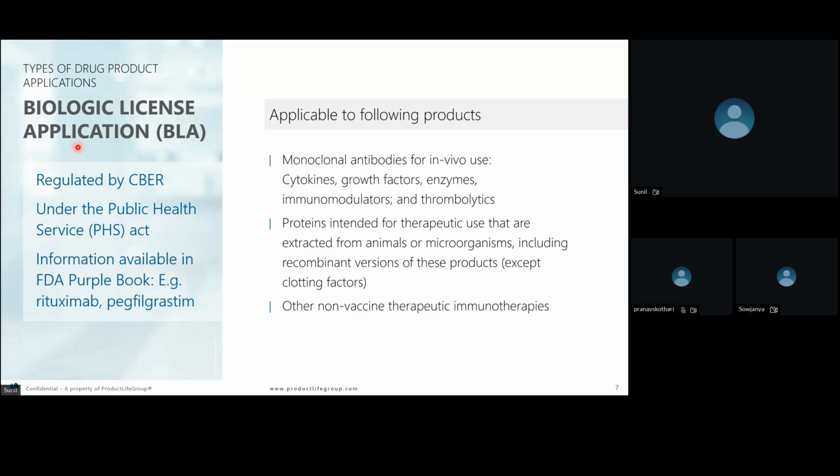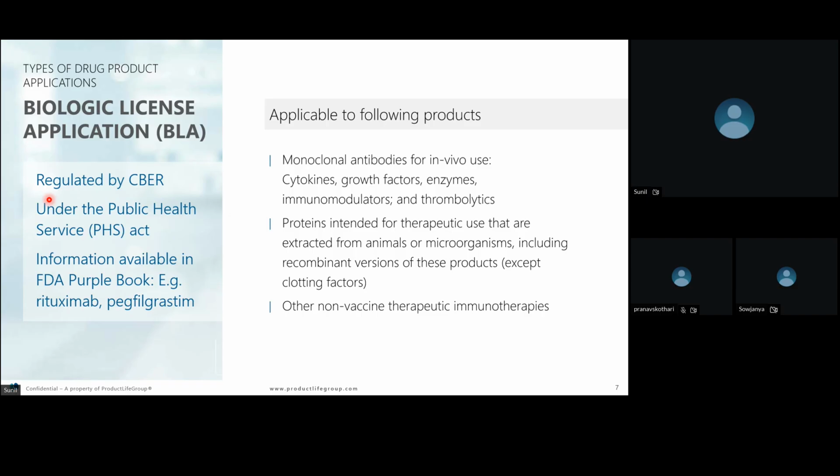As I said, for small molecules there are two types of application: NDA and ANDA. They fall under the FDNC Act, while biologic products fall under the Public Health Services Act. Within the USFDA, there is another division, CBER, the Center for Biologic Evaluation and Research. This center evaluates or reviews these kinds of applications.